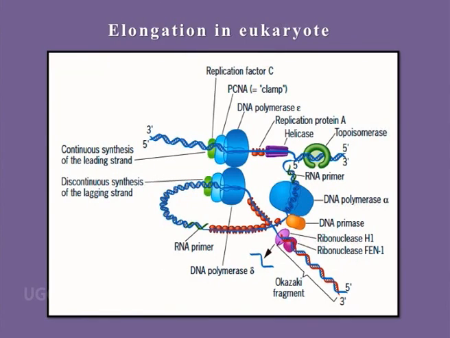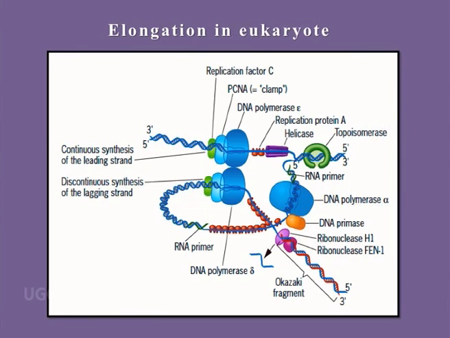Elongation in eukaryotes is slightly different. Here, it requires the presence of two enzymes, DNA polymerase sigma and DNA polymerase delta. DNA polymerase delta mainly does DNA synthesis of the lagging strand, whereas DNA polymerase sigma causes continual DNA synthesis on the leading strand.